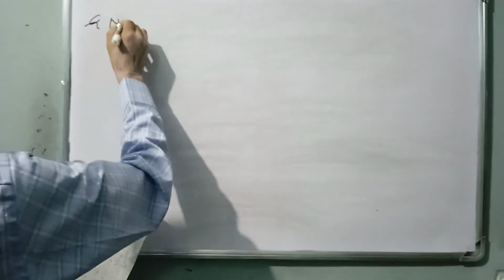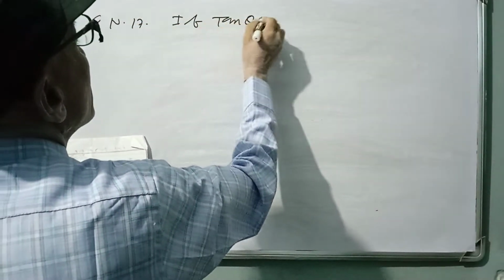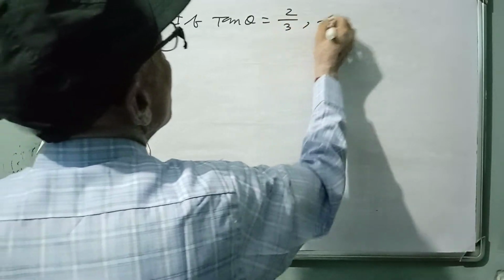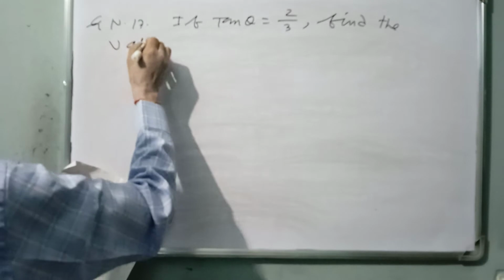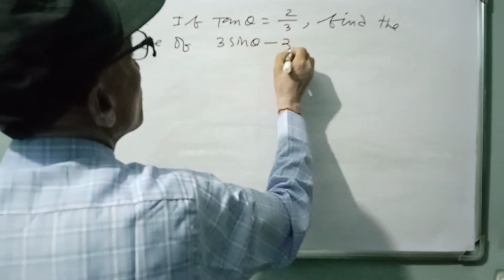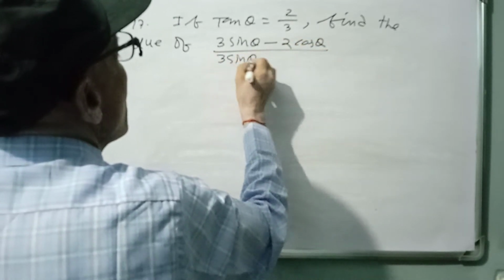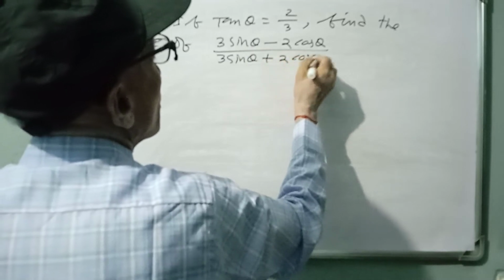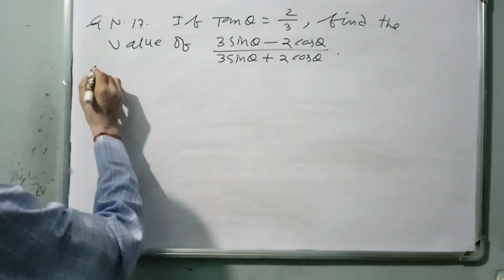Another question, question number 17. If tan theta equals 2 by 3, find the value of (3 sin theta minus 2 cos theta) upon (3 sin theta plus 2 cos theta). How to find the value? See, how to find the value? First of all, solution.